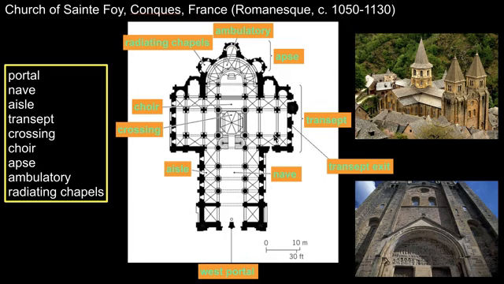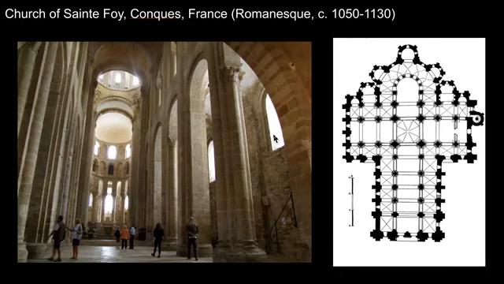This becomes the pattern of church design in the Romanesque period, a plan that helps pilgrims get in and out efficiently. On the interior of the church, we have a nave arcade, or row of arches supported by these thick piers.